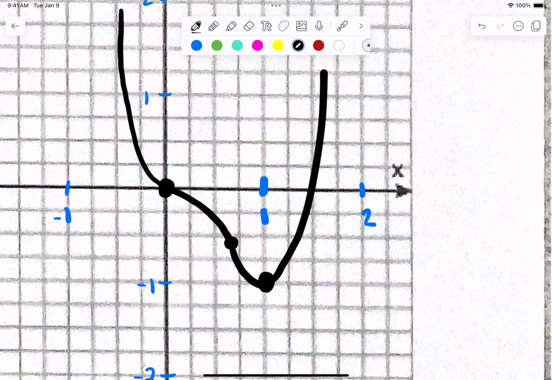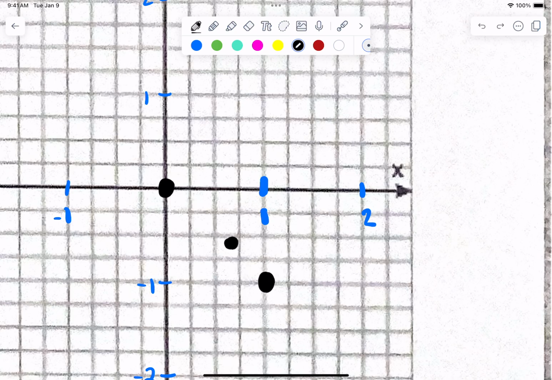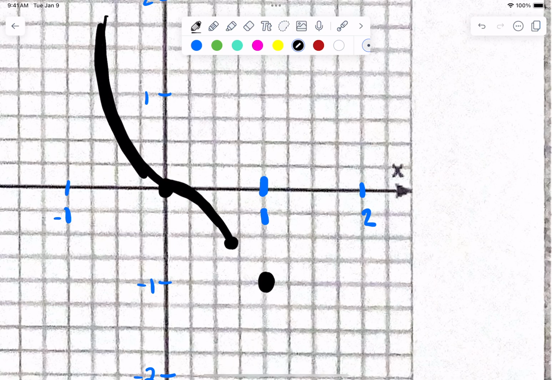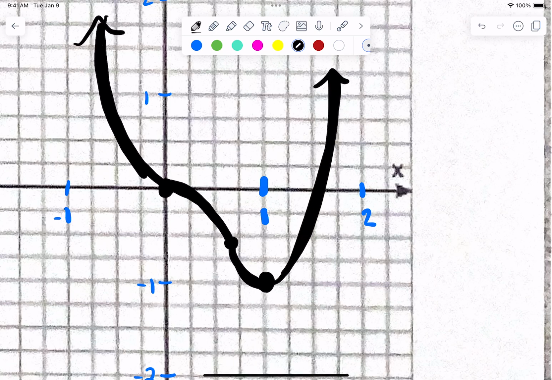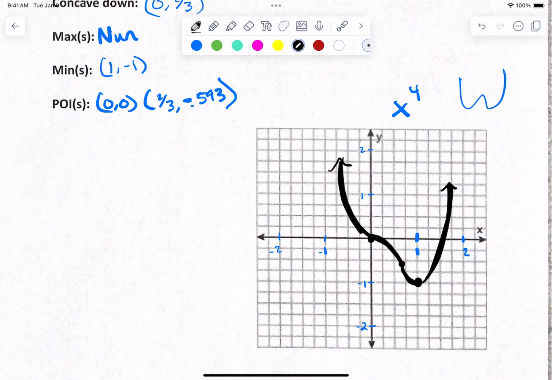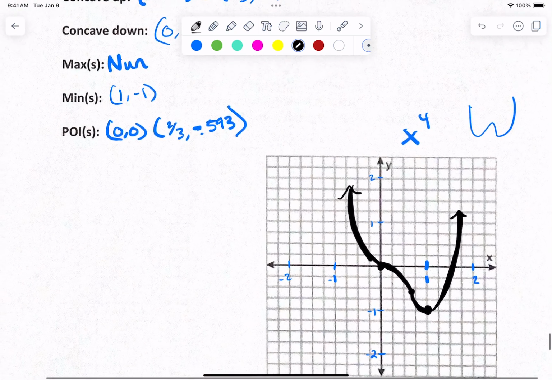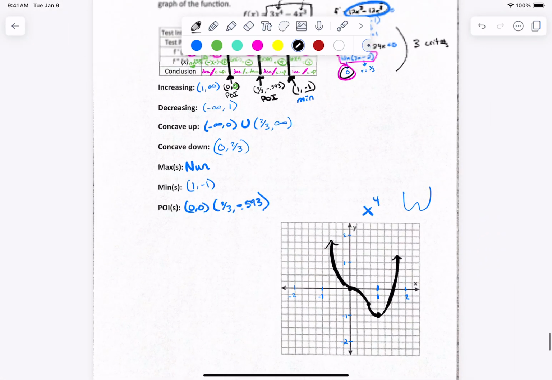This middle guy just sucks. Does that make sense? So I just do the little curvature things, right? This is curved upward because he's concave up. This is curved downward because he's concave down. This is curved upward. This is curved upward. That's what I got. Make sense? Perfect.